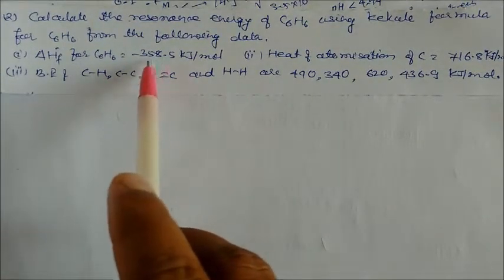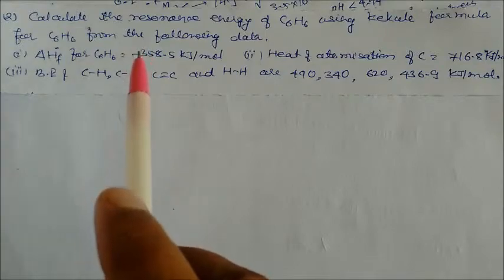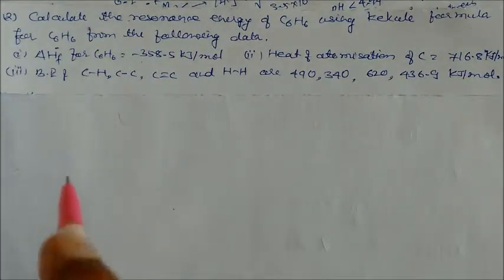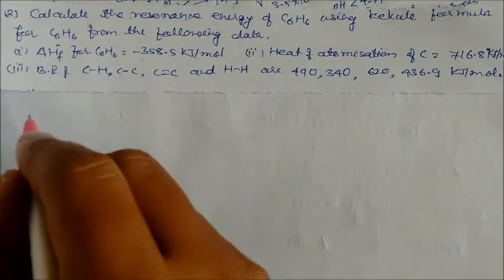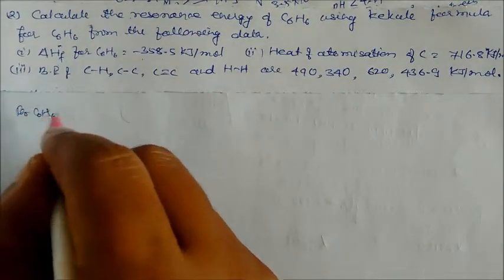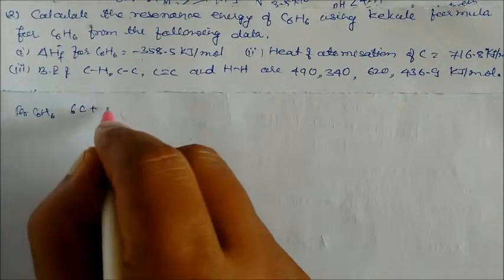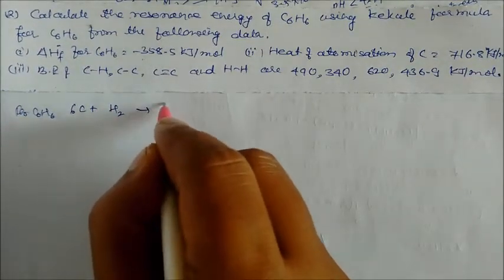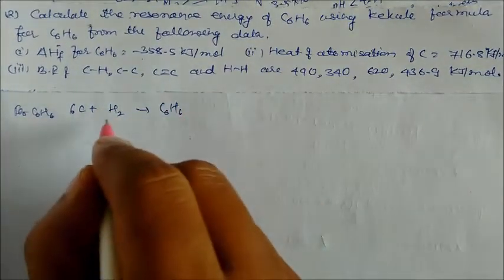This is the experimental data, 358. So we have to find the calculated delta H. So how to calculate delta H? First you write the equation for 6 carbon plus hydrogen, so it will give you C6H6. This is the heat of formation of benzene.